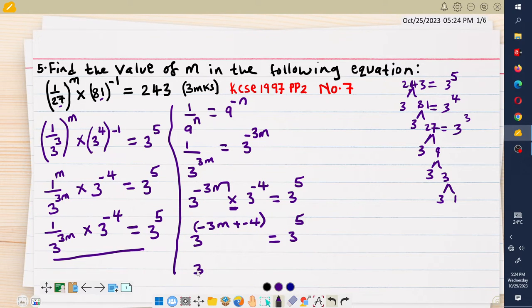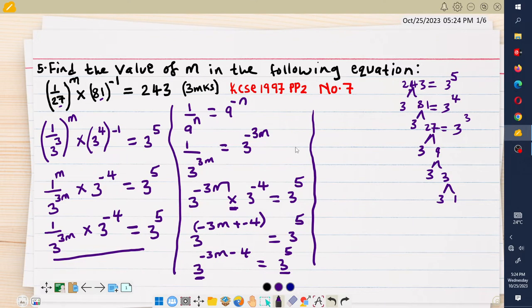So this will be 3 to the power of negative 3m, plus minus, you are going to get minus 4. This is equals to 3 to the power of 5. Once you remain with one value on the right and the left hand side being to the same base, then you can actually drop the bases. So I'm going to drop base 3 so that I simply equate the powers.